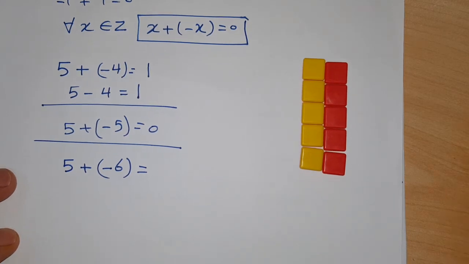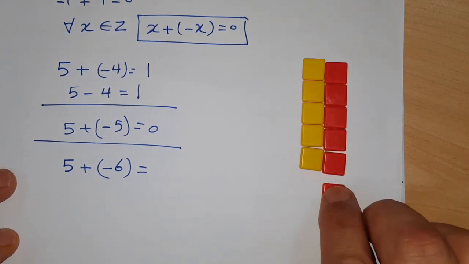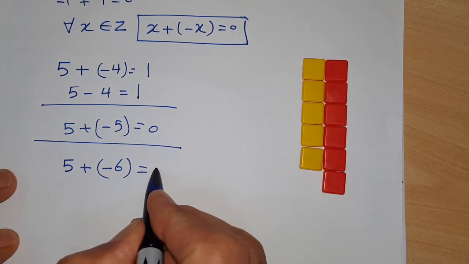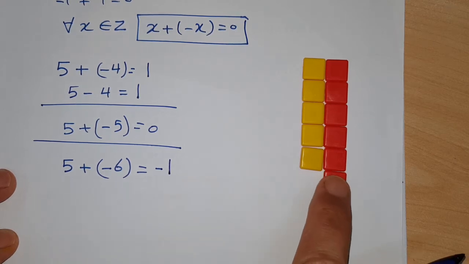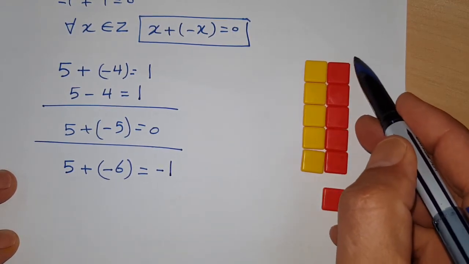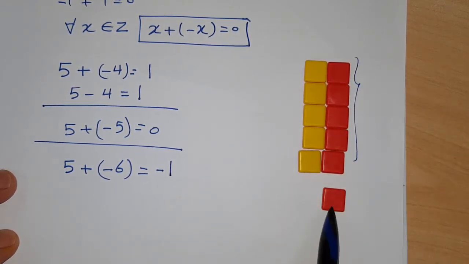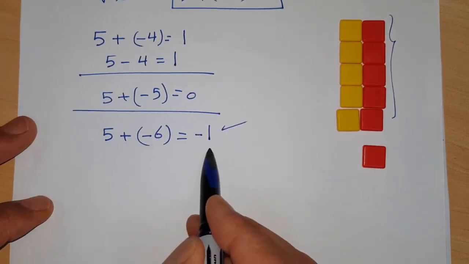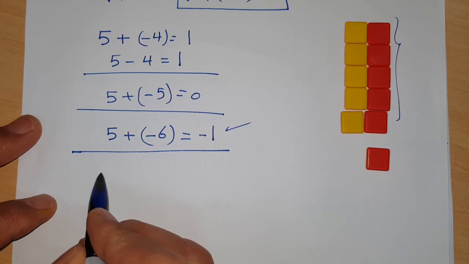If you add one negative more to the negative numbers here, what's the answer now? 5 plus negative 6 will be, yes, negative 1. Because 5 minus 5 here, this part all equals 0. You have one negative remaining. The answer is negative.